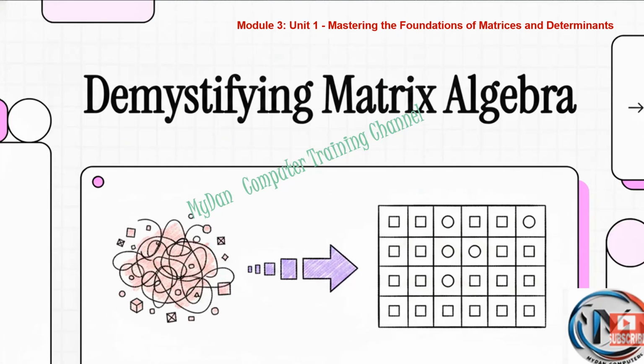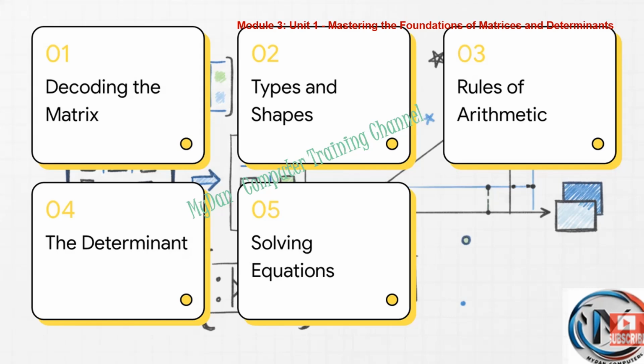If you've ever stared at a wall of linear equations and felt totally overwhelmed by all that data, you are absolutely in the right place. So, here is our roadmap for mastering these discrete structures today. 1. Decoding the matrix. 2. Matrix types and shapes. 3. The rules of arithmetic. 4. Calculating the determinant. And finally, number 5, solving systems of equations. Let's just jump right in.